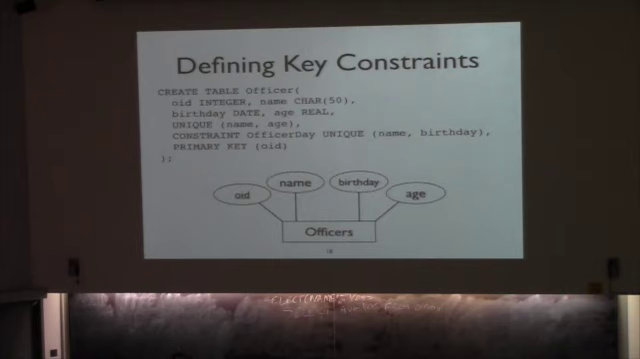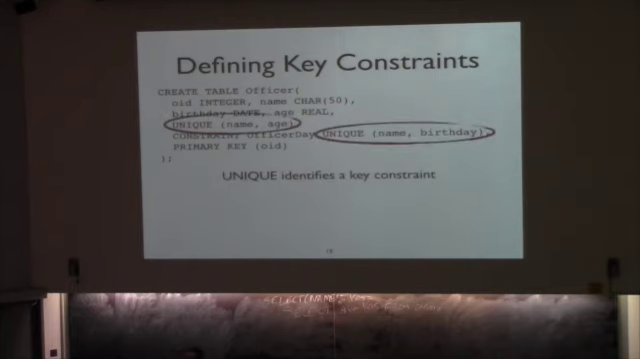By adding the clause primary key, that effectively defines that particular attribute as the canonical way that I'm going to access or uniquely identify tuples in this relation. There's also this idea of unique, which is more of a validity constraint. Let me back up a little bit.